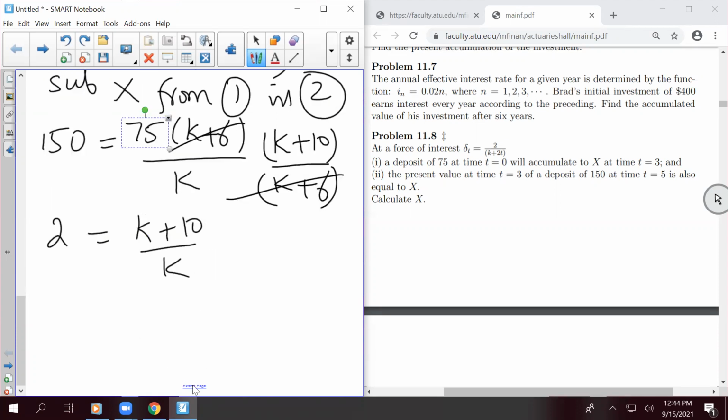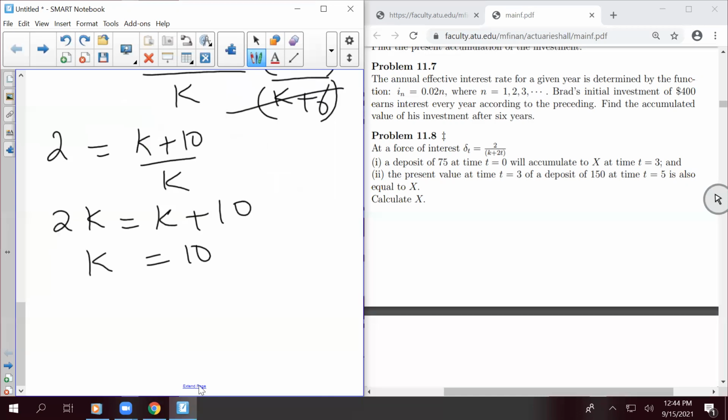Then I can multiply by k. So 2k is equal to k plus 10. K is equal to 10. So k is equal to 10, but they are asking us to find x. So you can do it from the first equation.